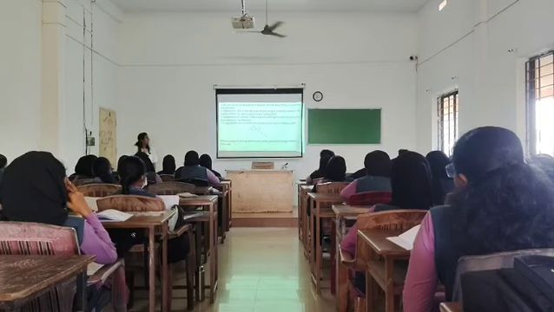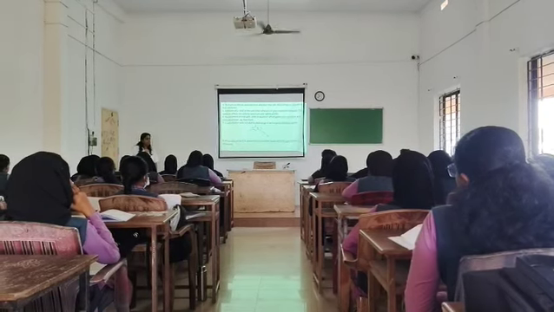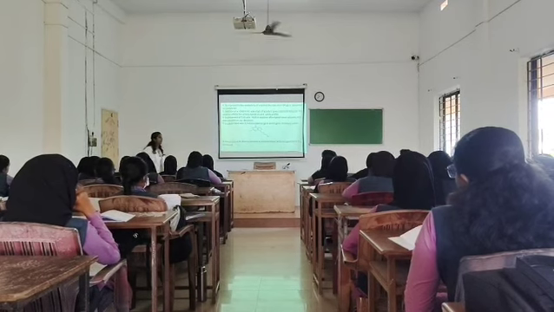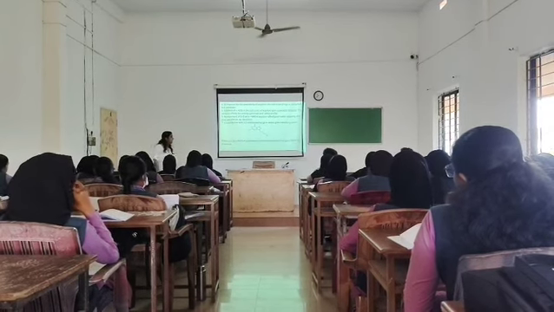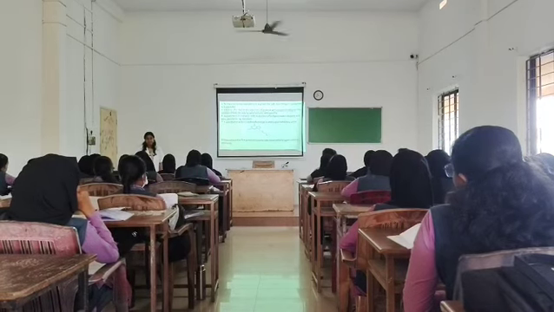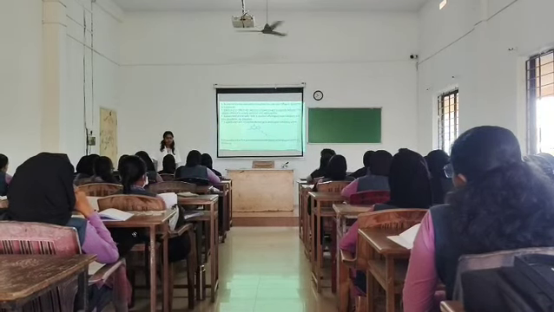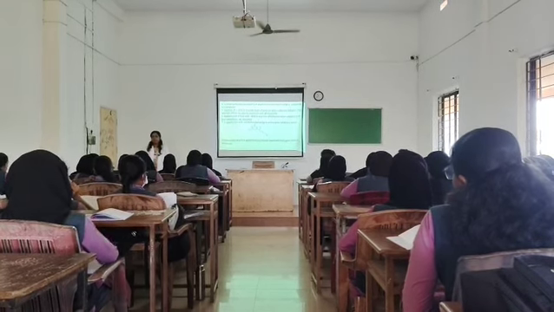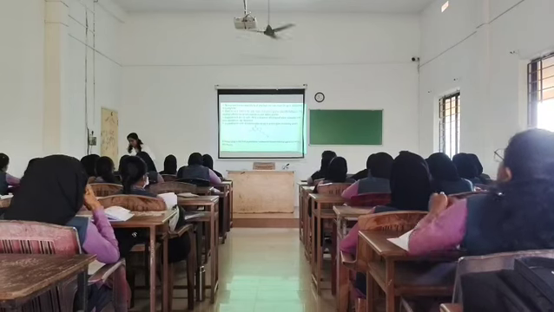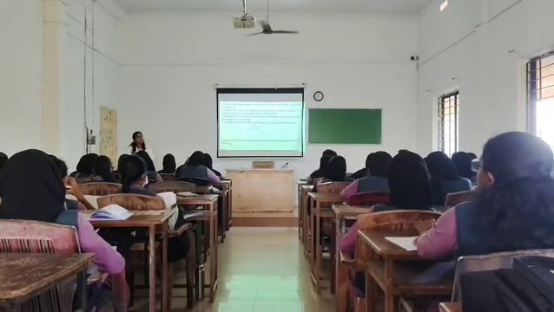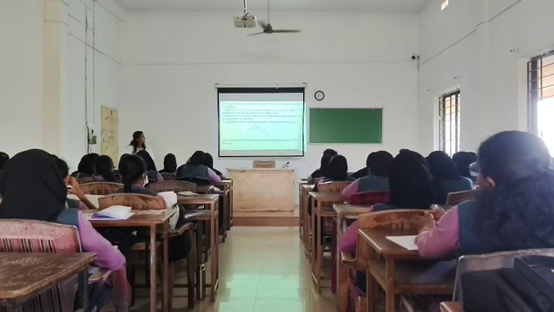Clear now? Next one comes to idoxuridine. What is the structure of idoxuridine? It is a pyrimidine nucleoside, and the substitution is a deoxyribose sugar. Idoxuridine has a pyrimidine structure substituted by a deoxyribose sugar. So you have to write down the structure and explain what nucleus is present in idoxuridine.